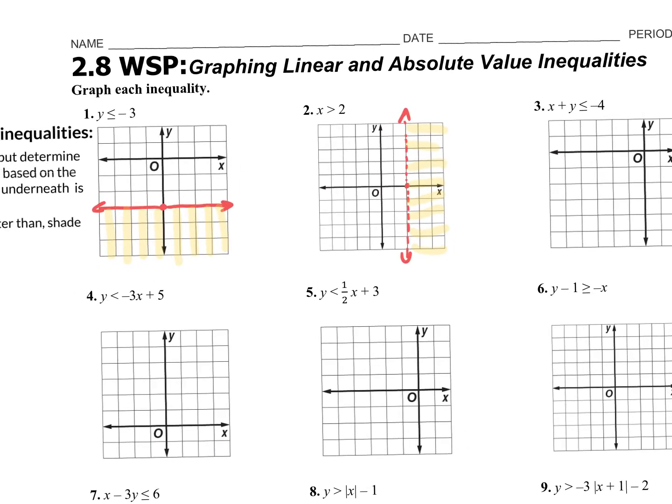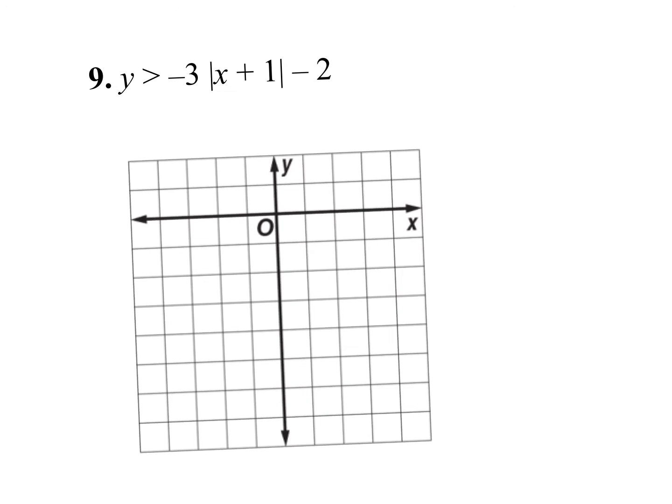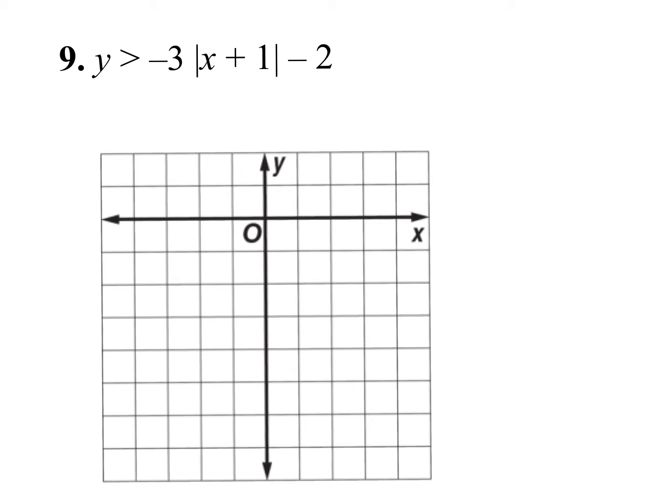So we're definitely going to be graphing lines. We're going to be graphing absolute value inequalities. Let's look at number 9. Like I said, this last section is kind of like a review of all these different graphing methods that we've done. We've done parabolas, we've done absolute value functions, and we've done y equals mx plus b equations that are lines. So right here, how would we start graphing this absolute value function?